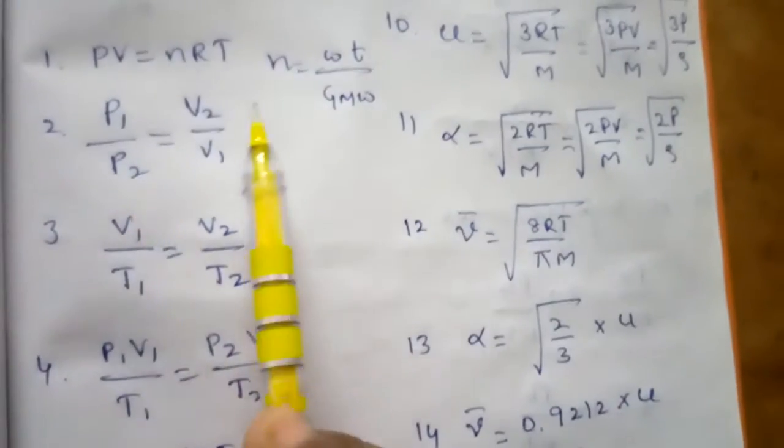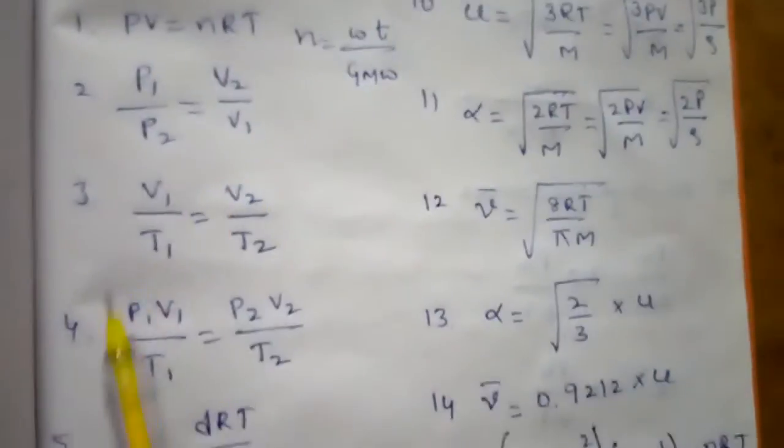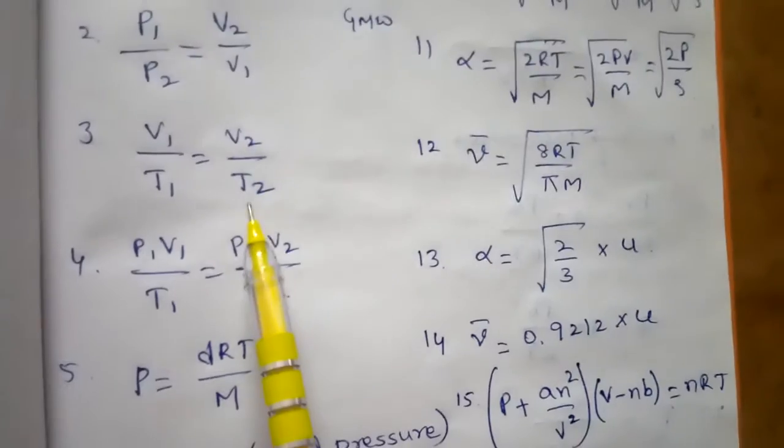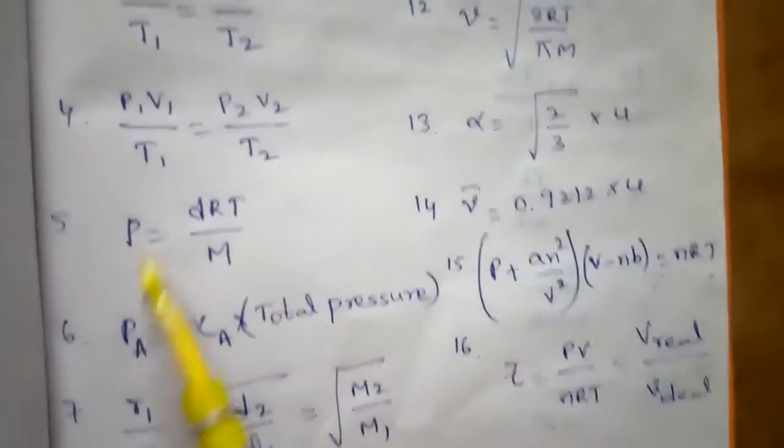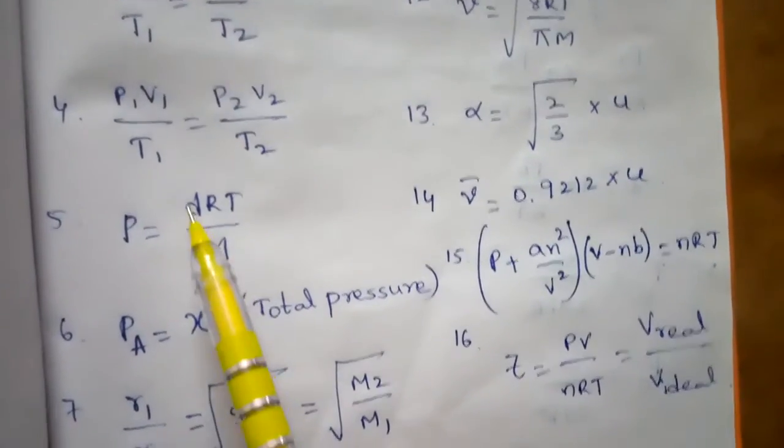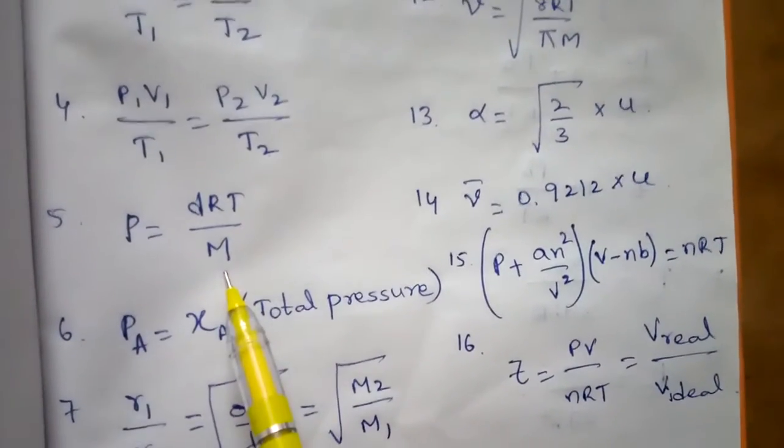This is P1 by P2 equals V2 by V1. This is Boyle's law. And V1 by T1 equals V2 by T2, Charles' law. P1V1 by T1 equals P2V2 by T2, and pressure equals dRT by M, where d stands for density, M stands for molecular mass.